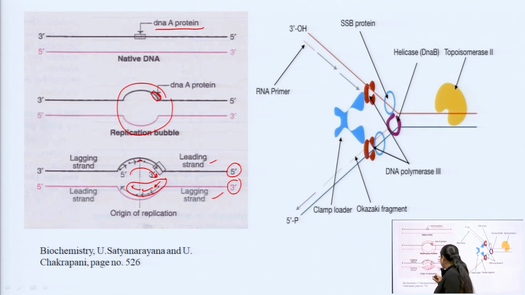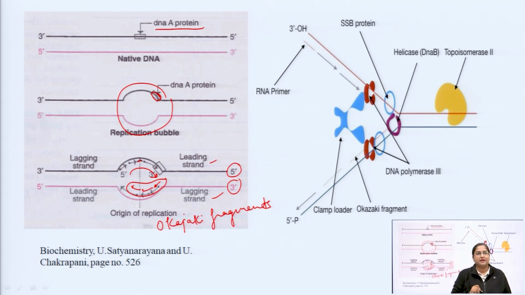These are called Okazaki fragments. Then let us again discuss the whole thing. I have mentioned important points of DNA replication in this structure. Now let us discuss what is the replication fork.